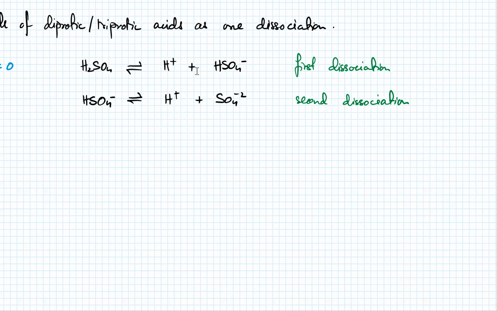Sulfuric acid dissociates, forms this ion. This ion is a separate ion, and then this dissociates. So it's like completely two different acids, right? So now, which one out of the two do you think is going to be the stronger acid, and why?